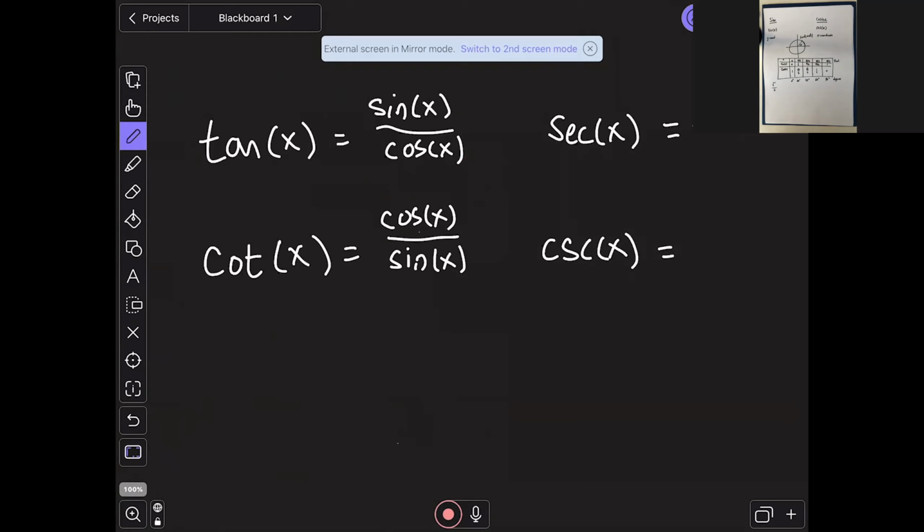So I'll write out all of these. This one is 1 over cosine, and this one is 1 over sine. So these are our 4 new functions.